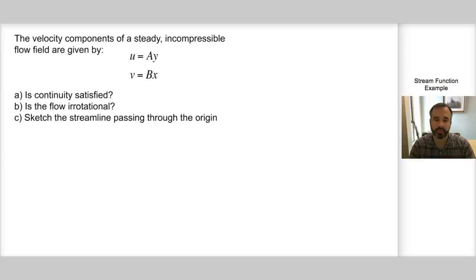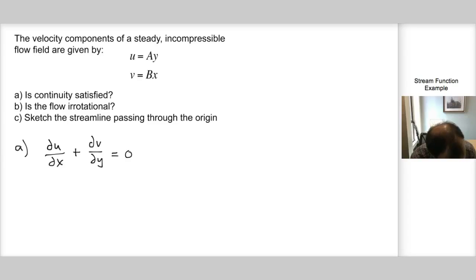And we're asked for three things. One, we're asked if continuity is satisfied, b, if the flow is irrotational, and c, to sketch the streamline passing through the origin. Okay, so to get started, we're going to look at the continuity. So let's look at part A. Continuity satisfied. So our continuity equation simplifies to du over dx plus dv over dy equal to 0.